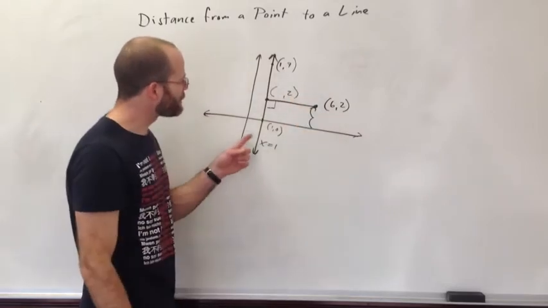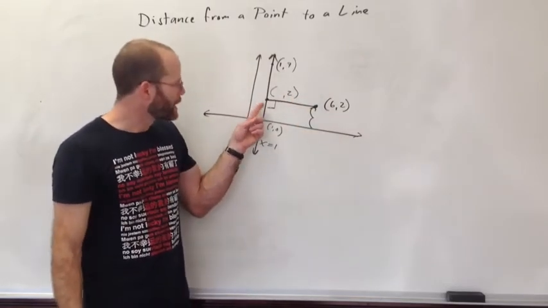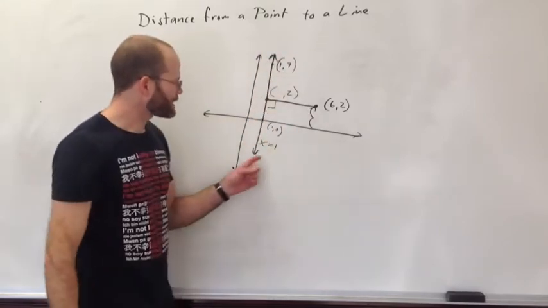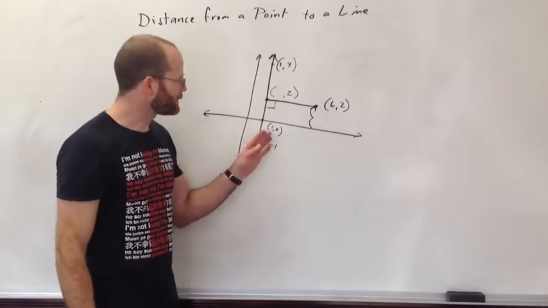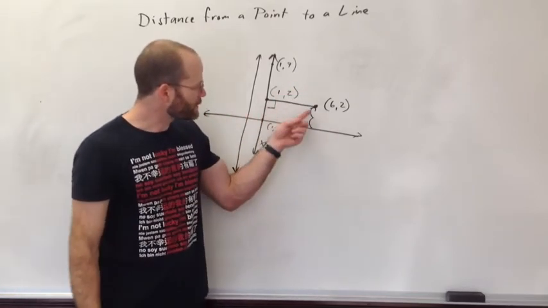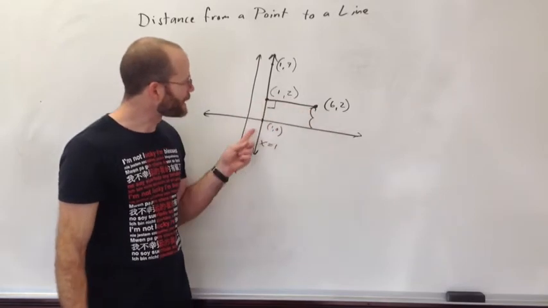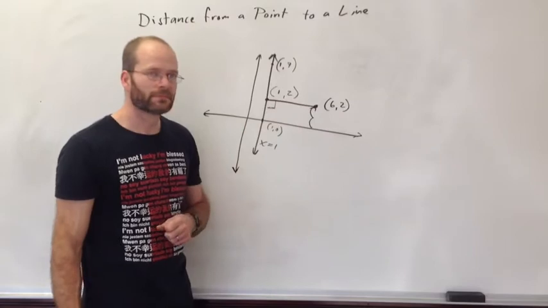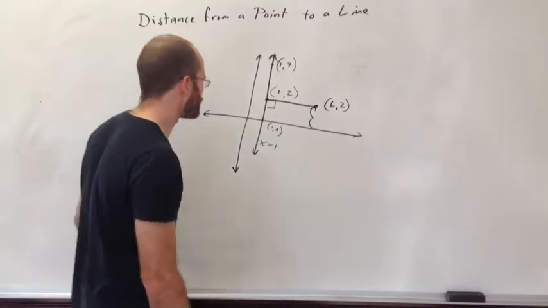All we need to do now is figure out the horizontal value. We also know that all the points on this vertical line have x value equal to 1. That's horizontal value equal to 1. So our point here is 1, 2. So the distance from this point to this line is the same as the distance from 6, 2 to 1, 2. We can actually find that distance using the distance formula.